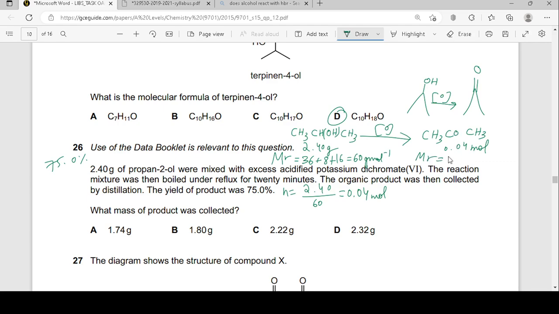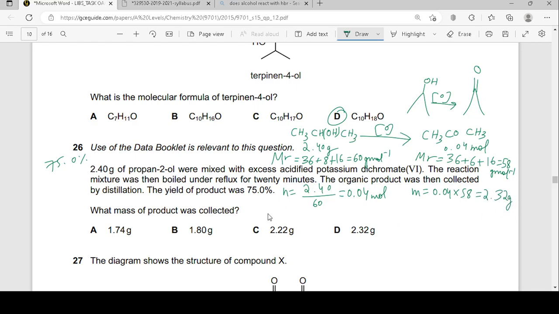And then, what is the Mr of this thing? It also has three carbon atoms, 36, plus 6 hydrogens, so 6, and then 1 O, so 16. So 36 plus 6 plus 16 is 58. Then we can find the mass of this, so that's n times Mr, so 0.04 times 58, that is 2.32 grams.